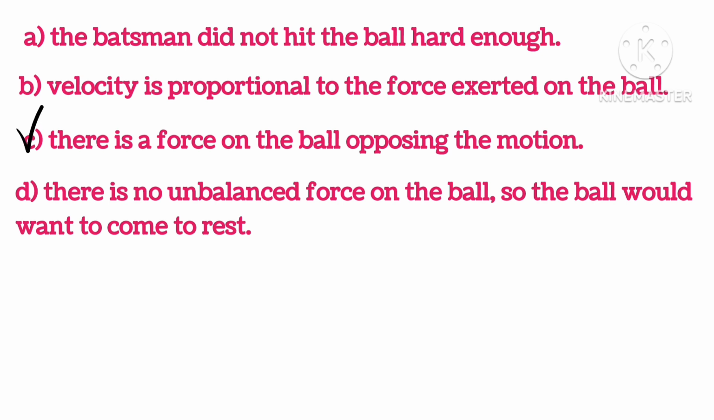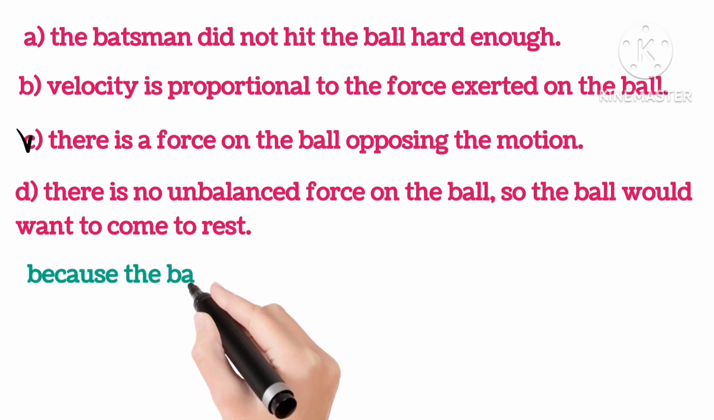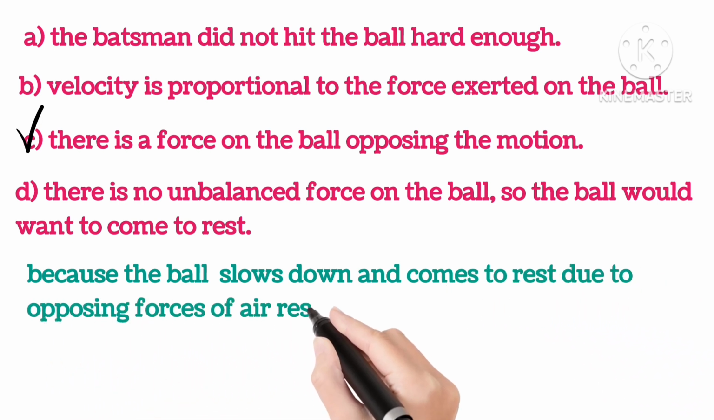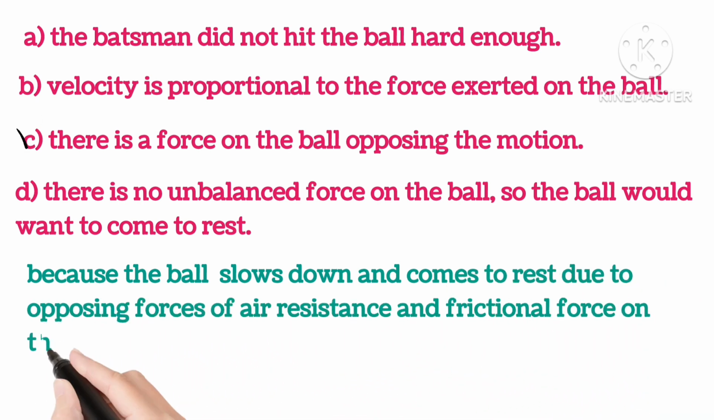The correct answer is C, there is a force on the ball opposing the motion. It is because the ball slows down and comes to rest due to the opposing force of air resistance and frictional force on the ball.